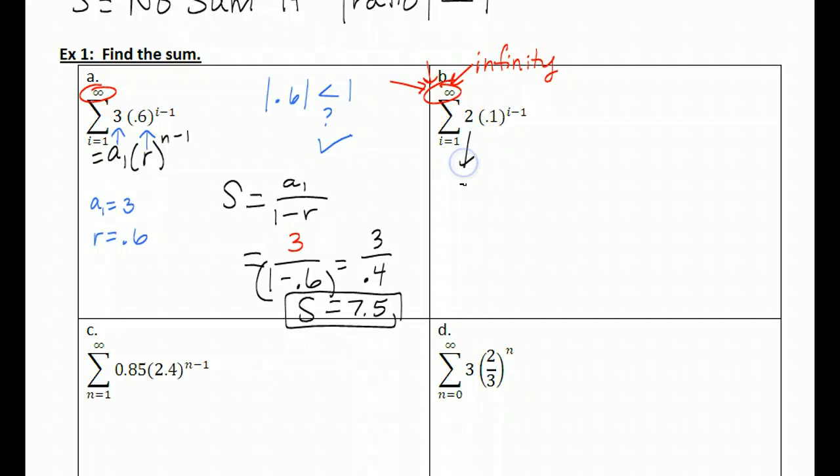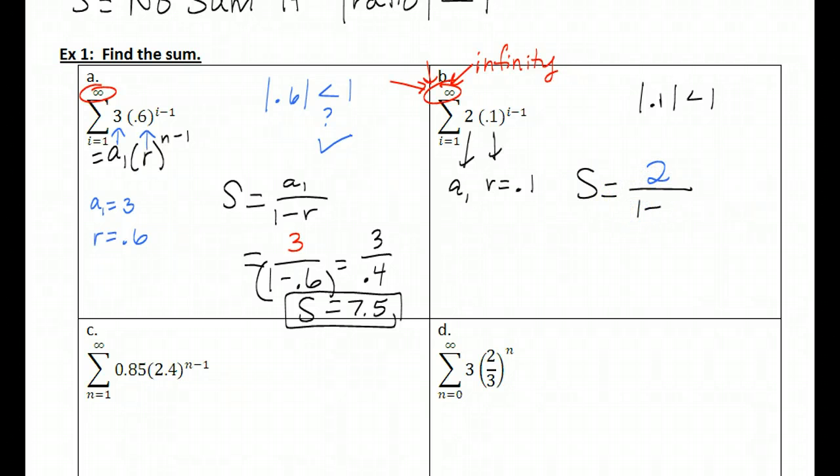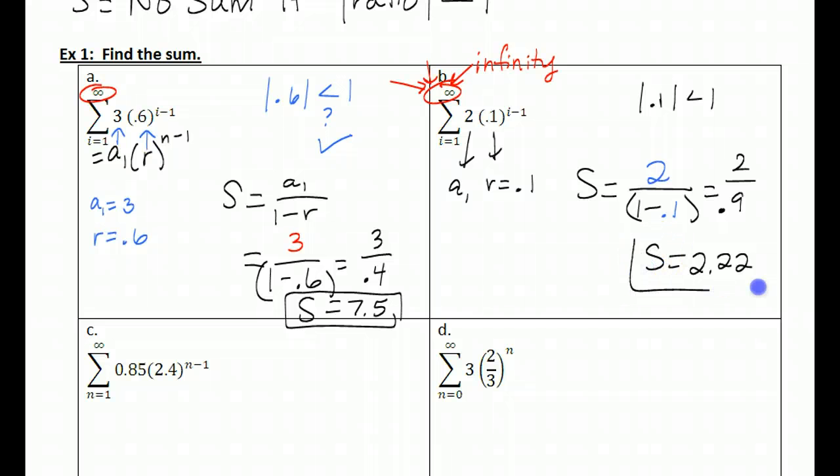Alright, anyways, A1 is 2 this time. R is 0.1. That is definitely less than 1. So I'm going to plug into my formula. Term 1 is 2. R is 0.1. 1 minus 0.1 is 0.9, and so I end up with 2.22 repeating. We'll round it to 2.22. Pause the video at any point if you need to, if I'm going too fast for you.